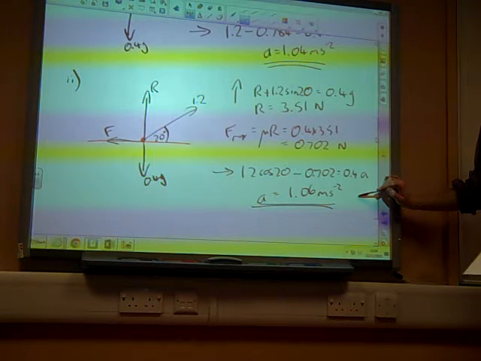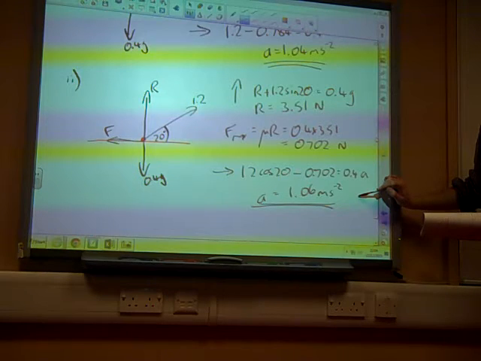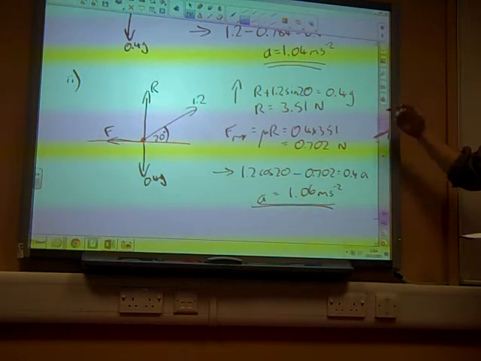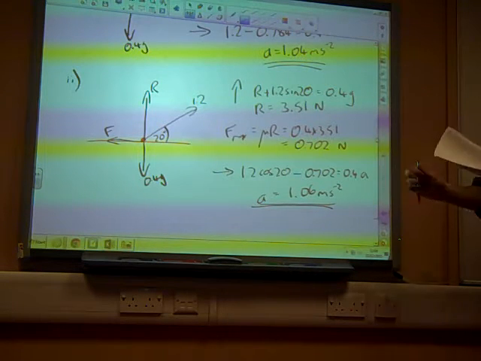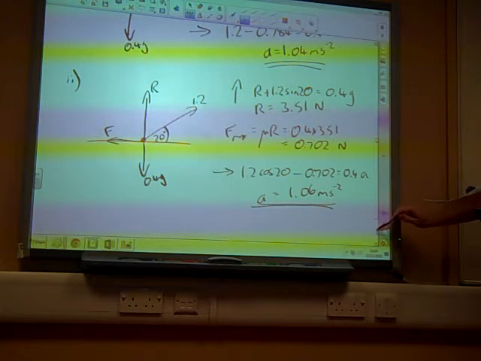It feels odd, because the horizontal component of the force is less. But because it's lifting up, it means the frictional force is reduced. So there we are. We're on to part 3. Now it gets really interesting.